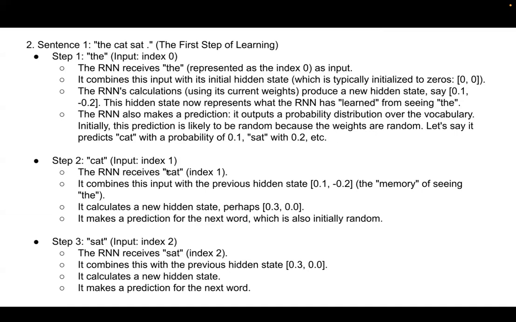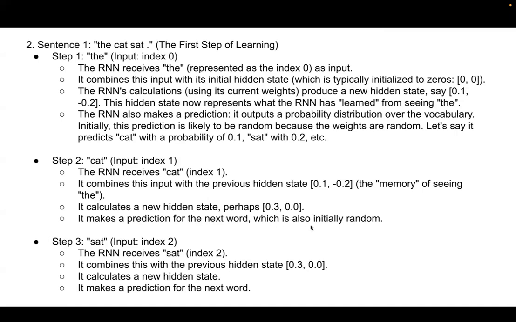Now, step 2, it reads the word cat. It combines this input with the previous hidden state. So this was the previous hidden state, 0.1 and minus 0.2. It is the memory of seeing the word the. Now it computes the new hidden state using the weight of the word cat, and let's assume the new hidden state when it learned cat is 0.3 and 0.0.